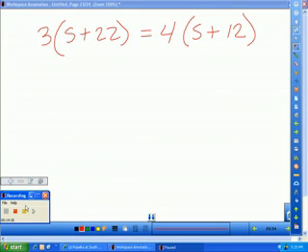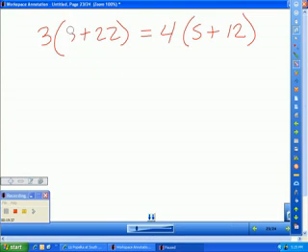Now it's time for you to hit the pause button and try one on your own. This is 3. I'm going to change these variables from an S to an X, actually. So now, take a moment, hit the pause button, try to solve it, and see what you can do. I'm going to go ahead and solve it.